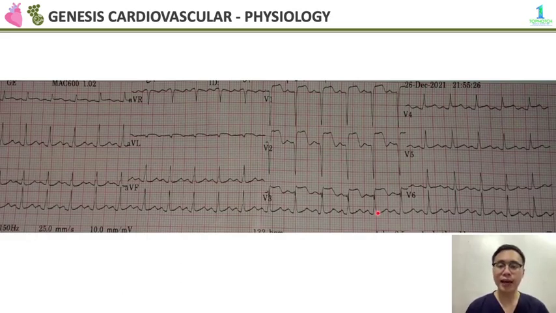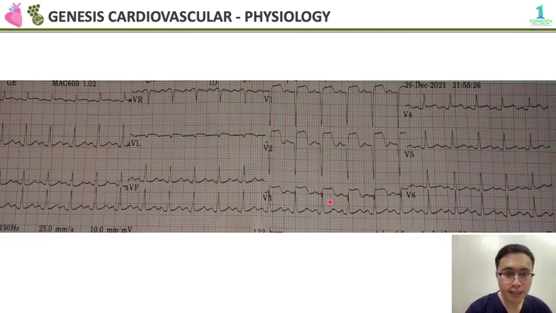Do we have LVH? Where do we look for LVH? The Sokolow-Lyon criteria. So you check for the S in V1 plus the R in V5 or in V6. Does it qualify? Is it more than 35? This one is roughly around 15. So it needs to be more than 35, right? So by eyeballing, it will not meet the Sokolow-Lyon criteria.